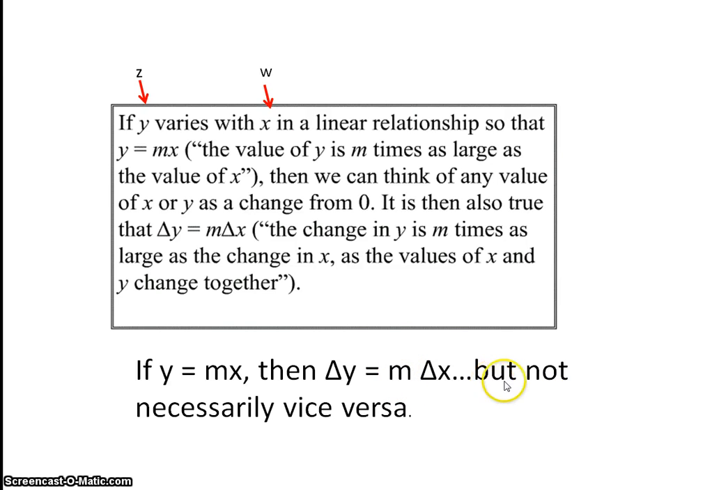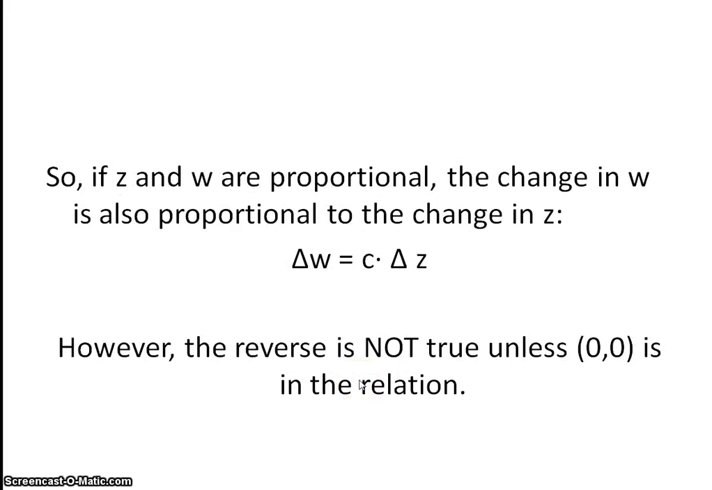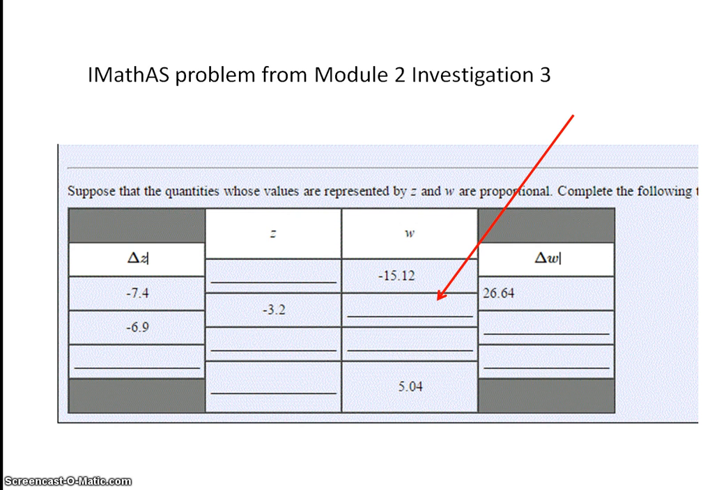If y and x are proportional, then delta y and delta x are proportional using the same proportionality constant. I'm using an m here. But the reverse is not necessarily true. So if you've got a linear relationship, y equals m times x, and the y-intercept is 0, then you have the same proportionality constant for their relative changes. That's summed up in this slide. I'll try to go through this a little more quickly. You can pause it at any time.